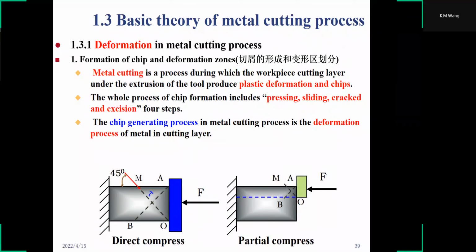In this picture, we can see that the metal cutting process is like a compression process. It will give the workpiece a force, so the workpiece will have some deformation. If the force is at a different location, the deformation of the workpiece will be different. So we will study the difference of different areas of deformation in the metal cutting process. Next, we will study it in detail. Okay.